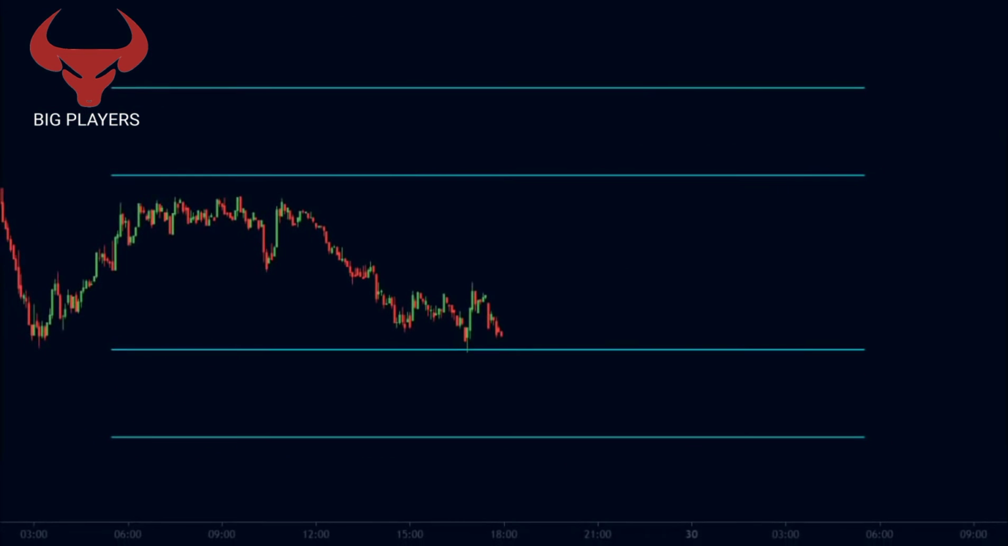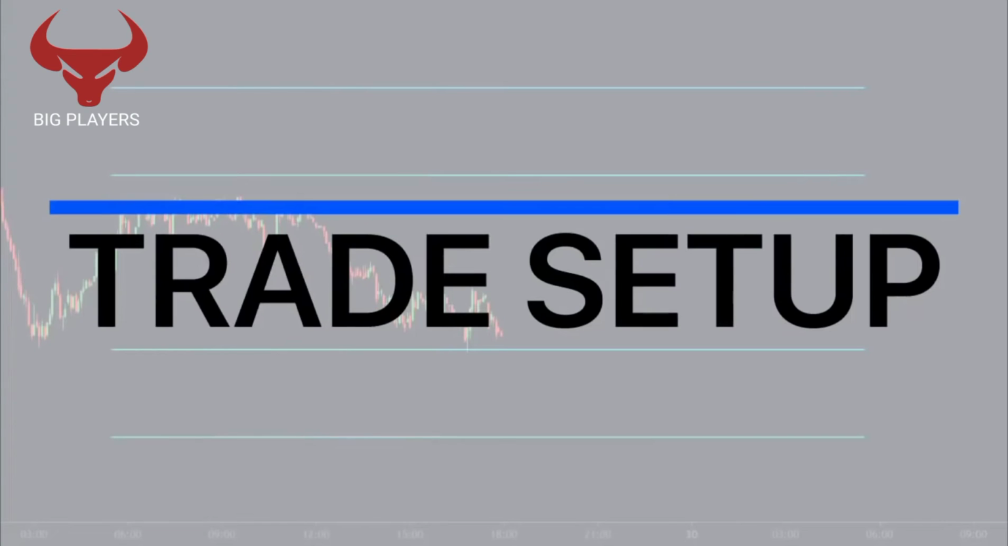For our strategy, we will only use 4 pivot points: S3, S4, R3 and R4. We will treat each pivot equal. Hence, we will keep all the pivots in blue color. Now that we have understood the Camarilla indicator, we will now look at the trade setup.